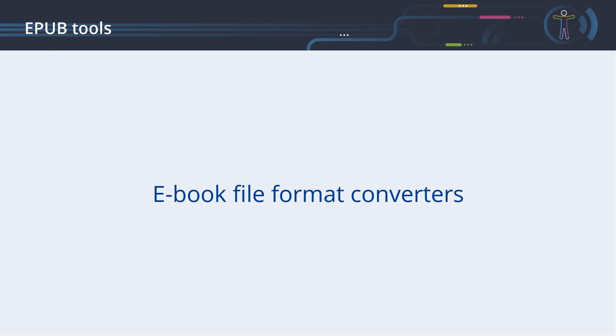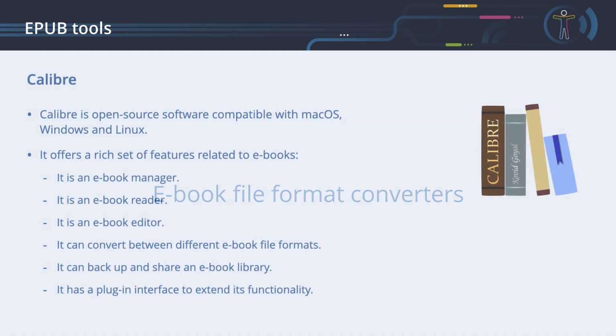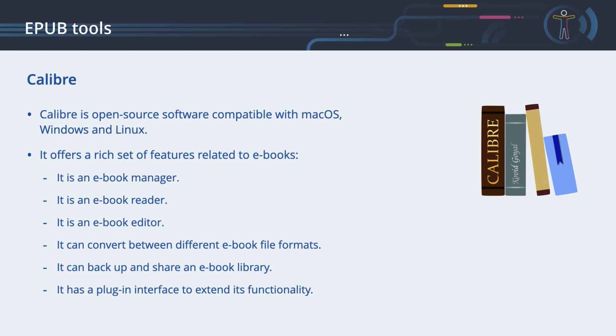Ebook file format converters. Another quick start method is the conversion of existing file formats into an ebook. We use the same Word file we used before and convert it to EPUB using Calibre. Calibre is an open source software which can be downloaded for free for macOS, Windows, and Linux using the link under the Documents tab on our platform.